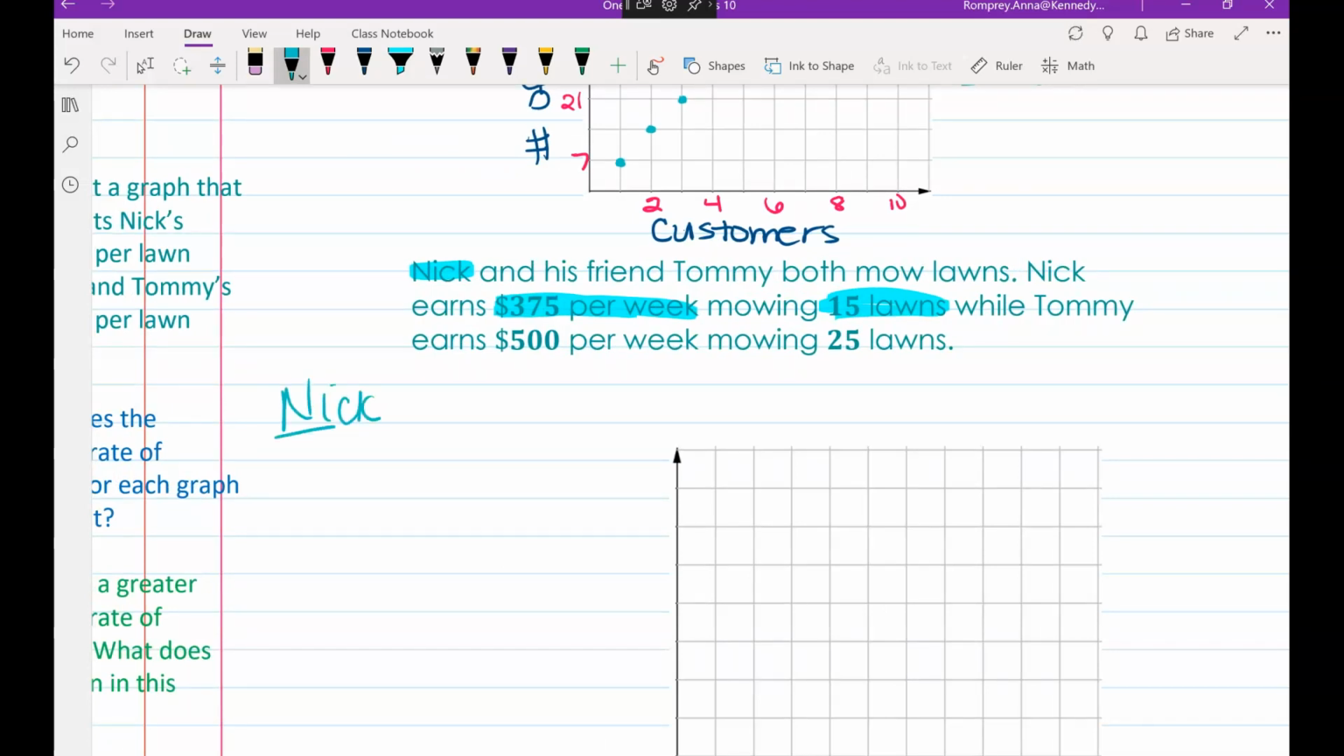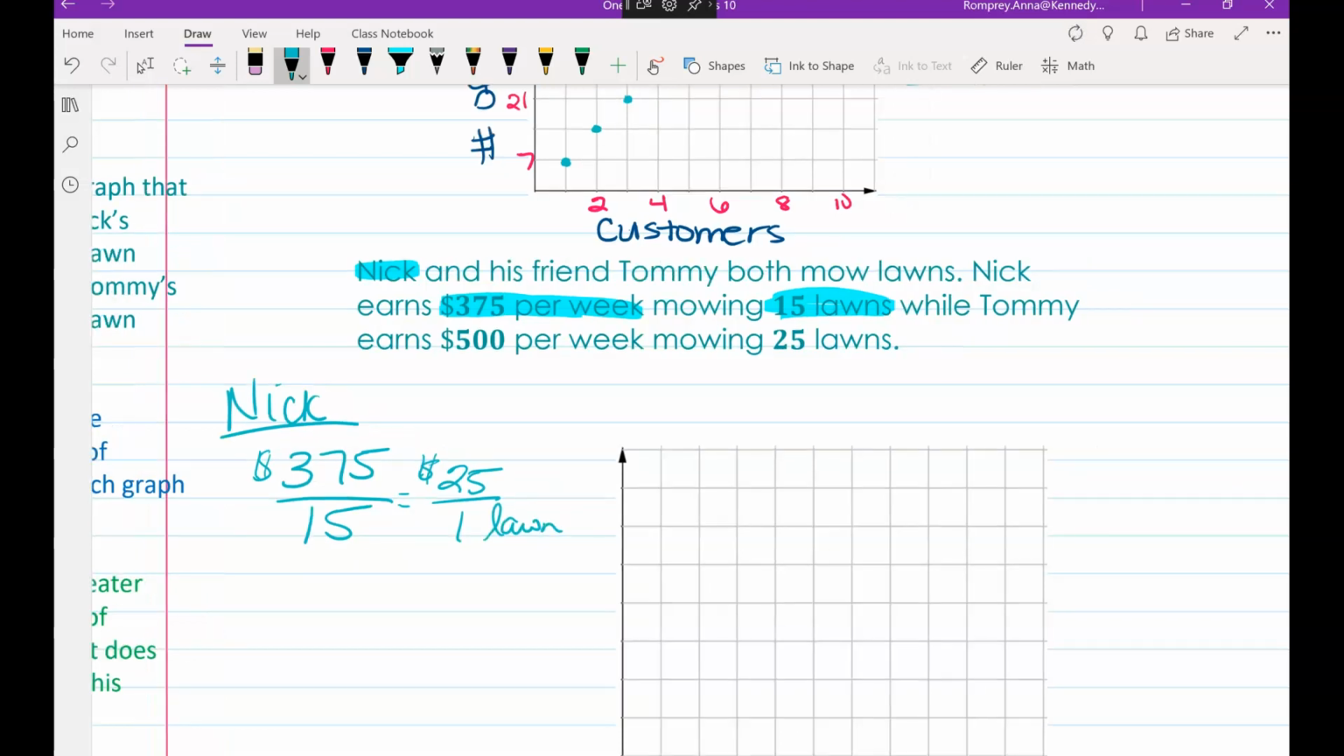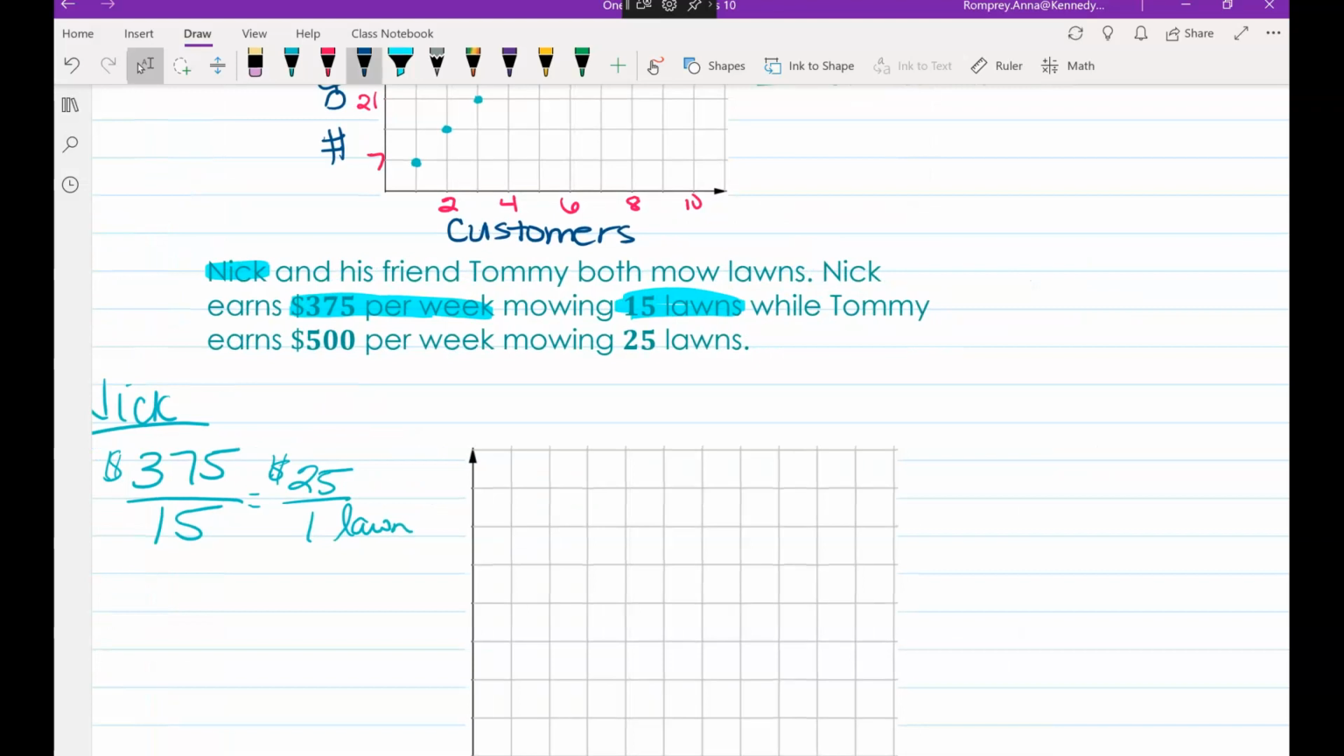So Nick earns $375 for 15 lawns. So I'm going to go ahead and see if that divides nicely and find my average rate of change. And it does divide nicely, so 25 over 1. So what does that mean? Well, this is money, so he gets $25 per one lawn that he's mowed. Okay, so let's look at Tommy.